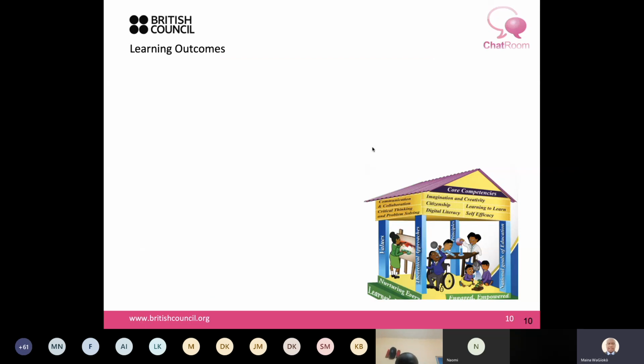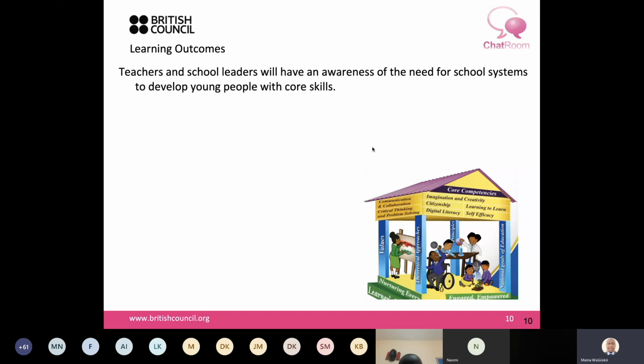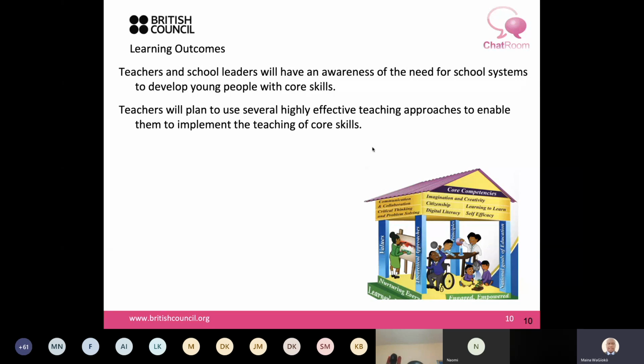So the learning outcome for this particular session is for teachers and school leaders to have an awareness of the purpose of the school in terms of developing the core skills in the learners. And we are also expected to effectively prepare our lessons in a way that will enable us to implement the teaching of core skills.